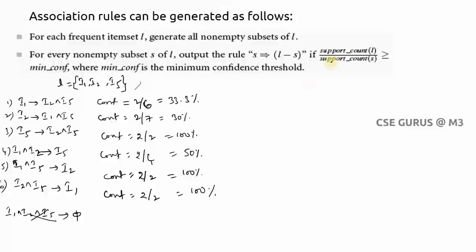Now you can check which are the strong association rules, those whose confidence is greater than or equal to the minimum confidence value. Let us suppose the minimum confidence value is given as 60%. Which rules satisfy this 60%? Rules 3, 5, 6. The rules 3, 5, 6 are strong association rules. Like this we can find which are strong association rules and weak association rules. So this is about generating strong association rules using association rule mining. Thank you.